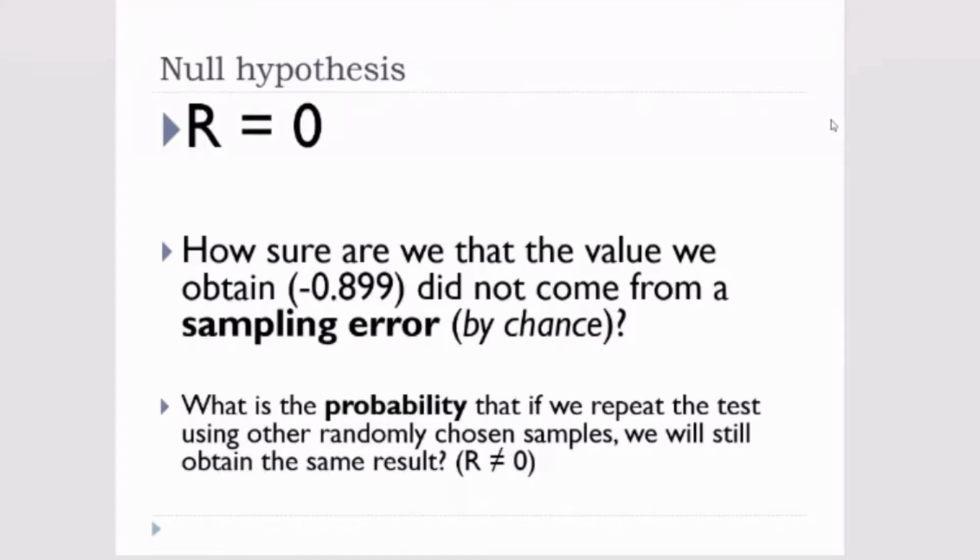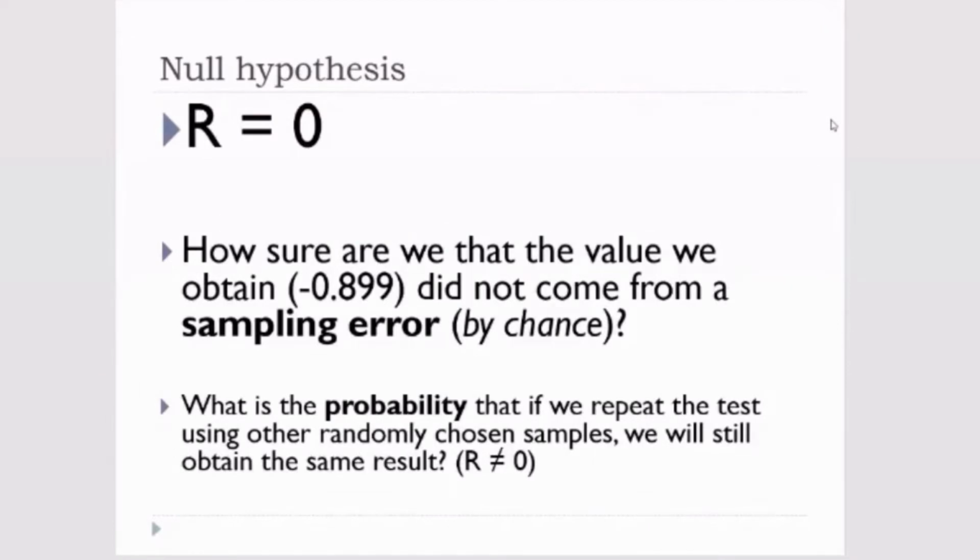Or we could say, how sure are we that the value that we obtained from this computation, the negative 0.899, did not come from a sampling error or by chance? Because as I was saying, maybe there could be a possibility that the negative 0.899, which is a very strong relationship, by the way, as we have proven in our interpretation, may just be because of sampling error. Or maybe we have just chosen the 10 cities, in this particular case, which could be easily computed into a higher relationship. Or maybe it could be deliberate.